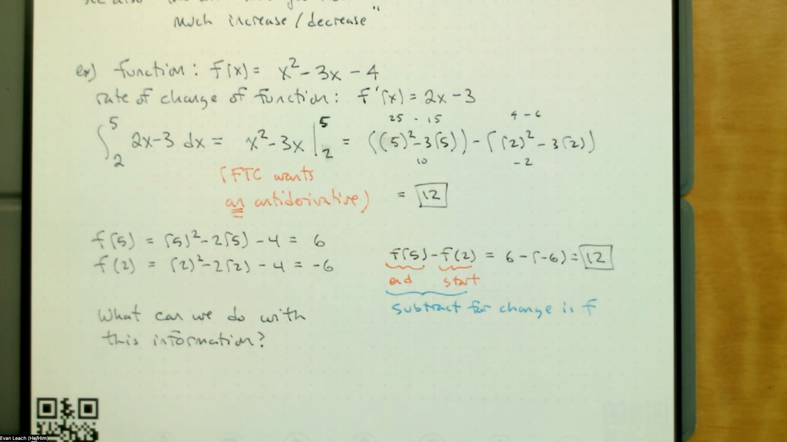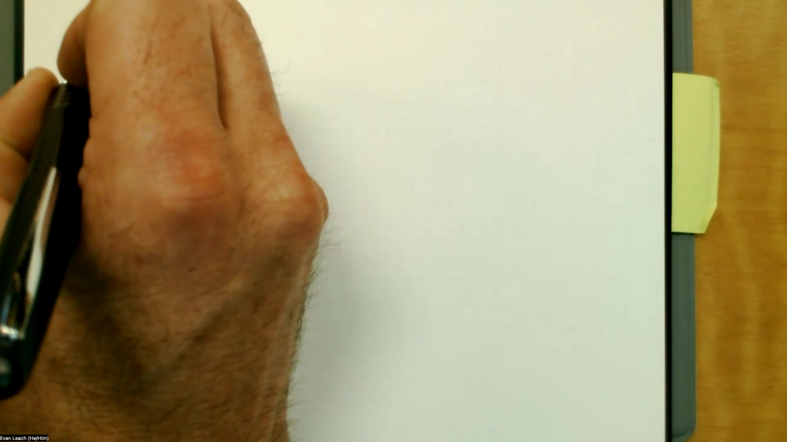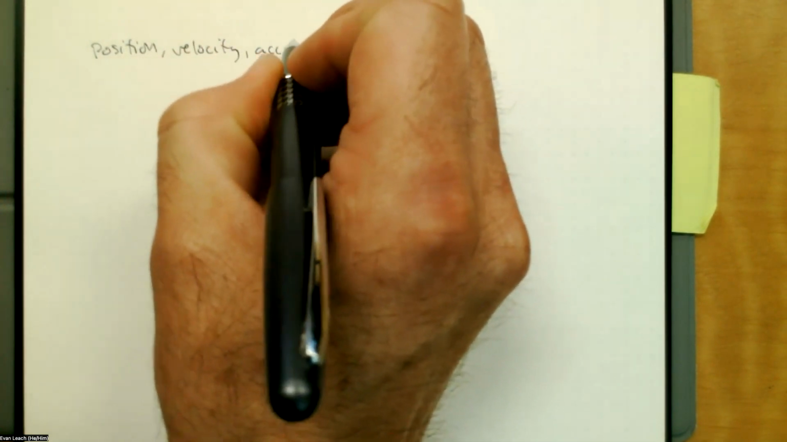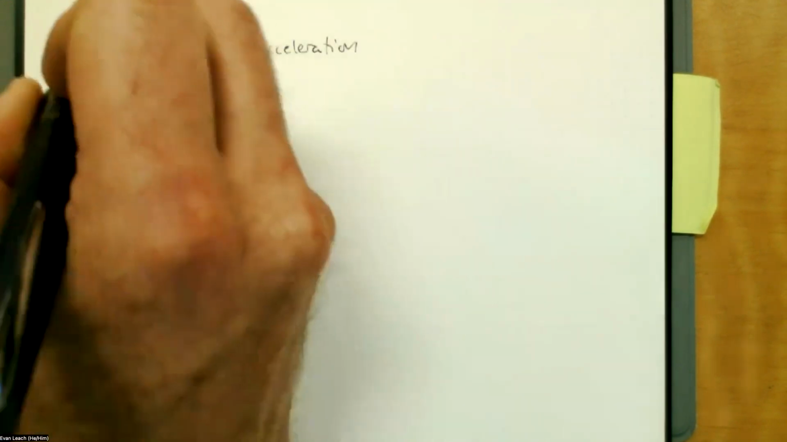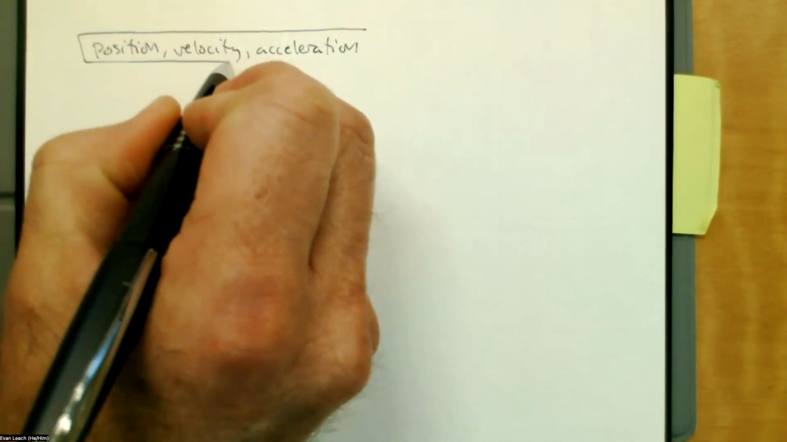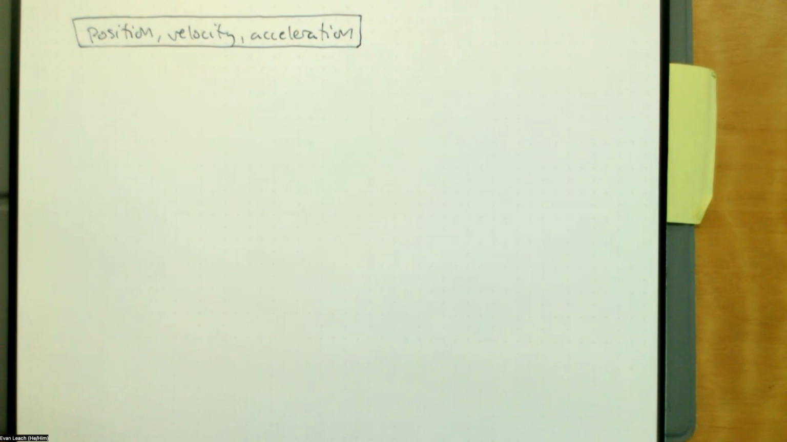So let's look at our favorite relationship between function and derivative. Mostly it's our favorite because there are two really good ones, two derivatives that we use a lot. This is going to be one of our favorites, position, velocity, and acceleration. We're going to think of these as functions of time.